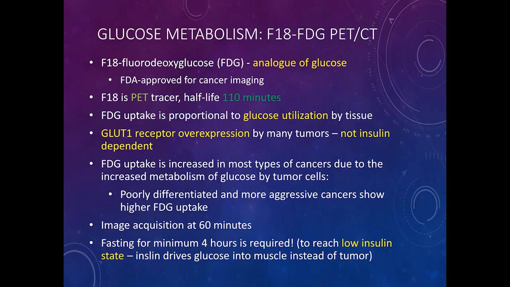FDG uptake is usually proportional to aggressiveness of the cancer and to differentiation. The less differentiated the tumor is, the higher uptake of FDG you can expect. So neuroendocrine tumors are relatively highly differentiated. They still express those specific receptors. So we always image them first with MIBG and OCTREOSCAN, and only when they stop picking up those radiotracers, when they lose their differentiation, then you can expect they will probably start showing up on FDG.